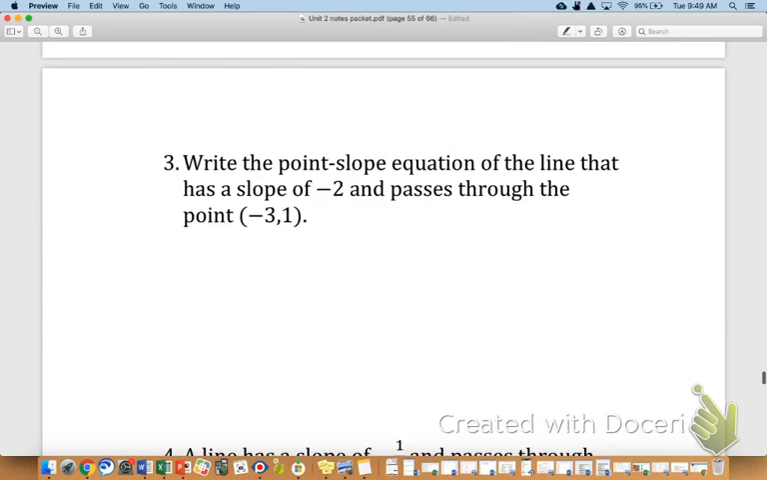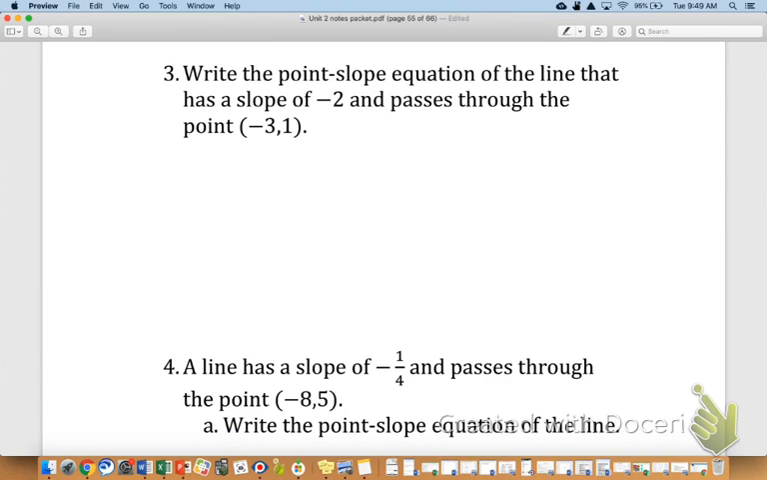So number 3 says write the point slope. Do you guys remember point slope form? I'll write it up here for you if you maybe forgot it. Point slope form is y minus a y coordinate equals slope, parentheses, x minus an x coordinate. So please see if you can get these numbers plugged into the appropriate spots and come up with your point slope.